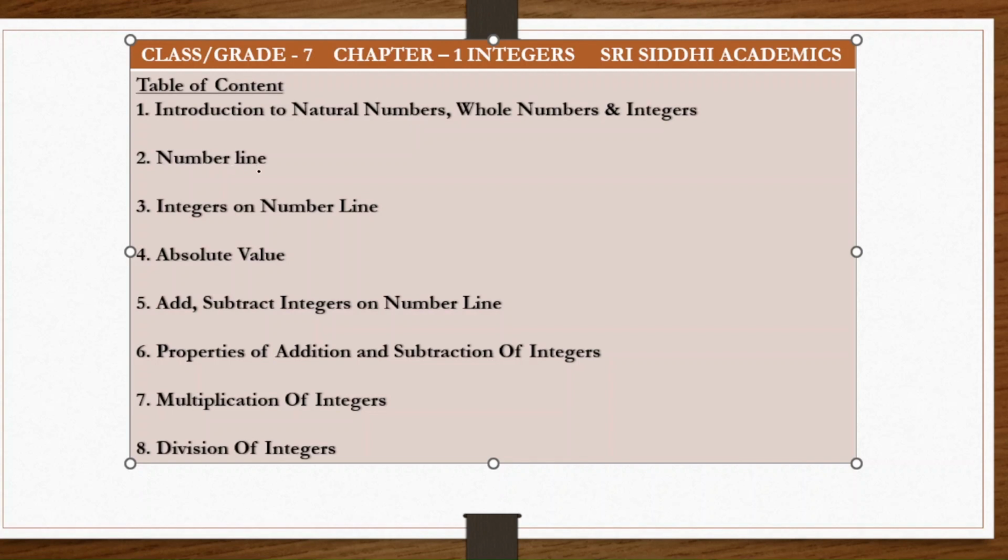Then we will understand number line, what is a number line and how integers are there on a number line. Then what is absolute value of any number. Okay, fourth point we will learn, how to add and subtract integers on a number line. Then the sixth point we'll learn is properties of addition and subtraction of integers. And then we will move on to learn multiplication of integers and division of integers.